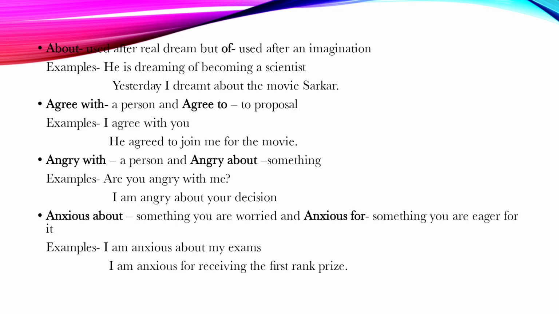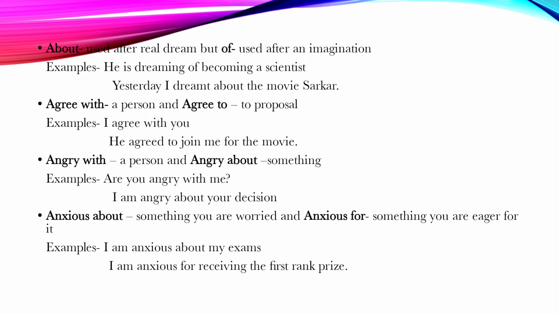He is dreaming of becoming a scientist. See, there the preposition of is used. Why is of used? Because it is just an imagination. He is dreaming of becoming a scientist. It is not a real one. He may become a scientist in future, but still it's an imagination, not a reality. So there we use of.